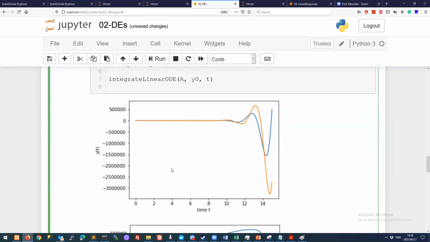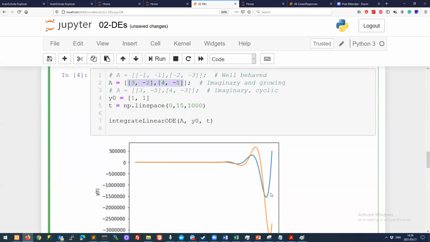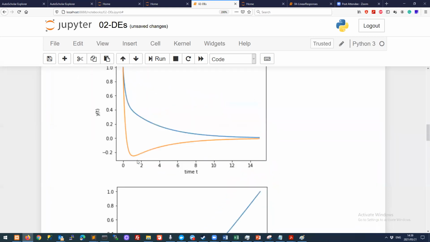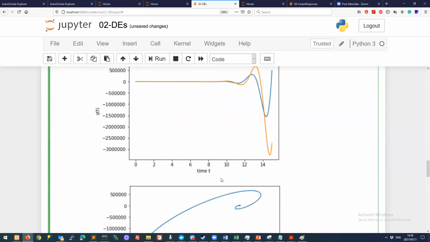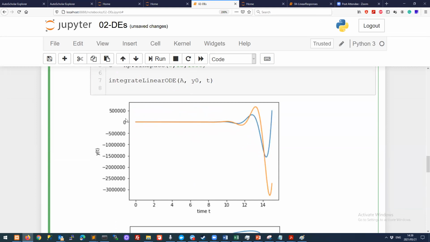And now when we run this, you can see this system is blowing up. Right, number one, the values are running away. Look at the y scale here, right? In contrast to here, you started at 1 and you ended up at 0, and it was kind of boring. But here, it's a little too exciting, right? You're running away to 500,000, 3 million down here, and it's oscillating.